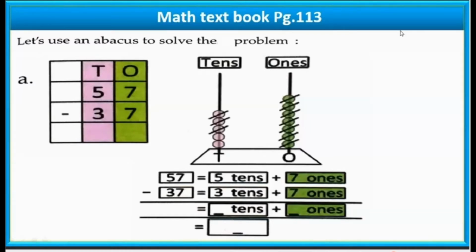Okay, there you have a sum, right? 57 minus 37. Now tell me, which is the greatest value? 57 or 37? Which is the greatest value? 57 is the greatest value. Okay, now tell me which is the smallest value? 57 or 37? 37 is the smallest value.